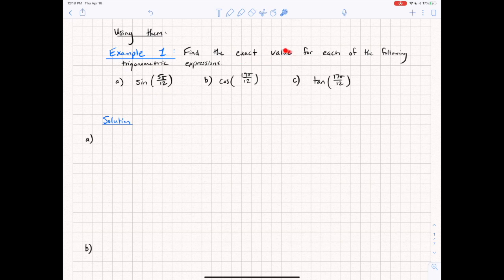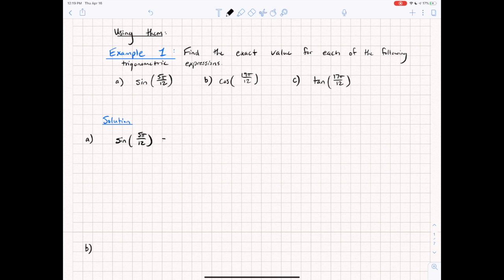Because this problem is telling me to do the exact value, I don't want to use a calculator, because a calculator is going to give me a decimal. It also is telling me that I can use the unit circle to help me do this one. But the problem is that if I was to go to a copy of the unit circle, I'm not going to see anything over 12, right? We only see over 6, over 4, over 3, over 2, or whole number pi's. So I need a way to find this though.